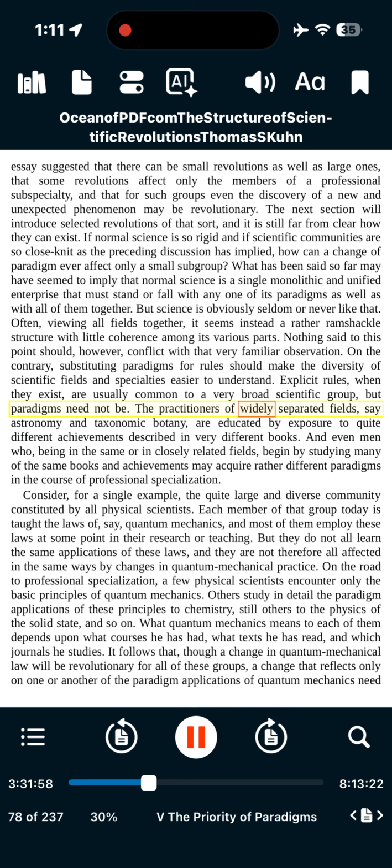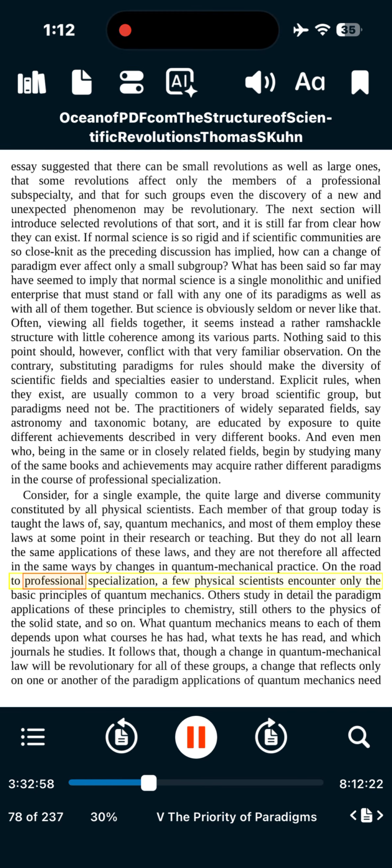The practitioners of widely separated fields, say astronomy and taxonomic botany, are educated by exposure to quite different achievements described in very different books. And even men who, being in the same or in closely related fields, begin by studying many of the same books and achievements may acquire rather different paradigms in the course of professional specialization. Consider, for a single example, the quite large and diverse community constituted by all physical scientists. Each member of that group today is taught the laws of, say, quantum mechanics, and most of them employ these laws at some point in their research or teaching. But they do not all learn the same applications of these laws, and they are not therefore all affected in the same ways by changes in quantum mechanical practice.